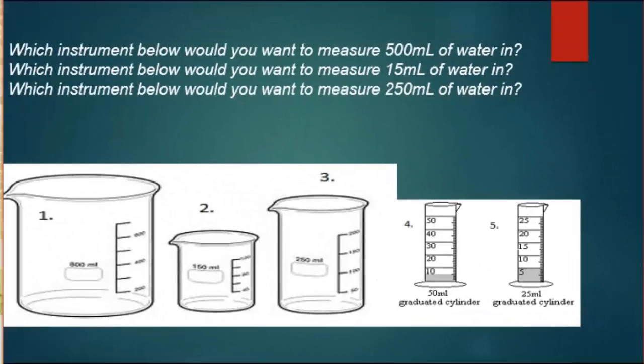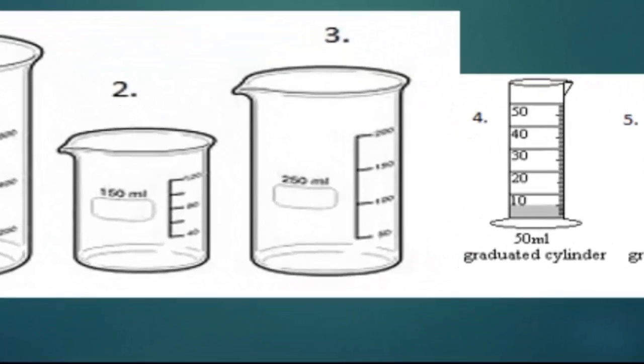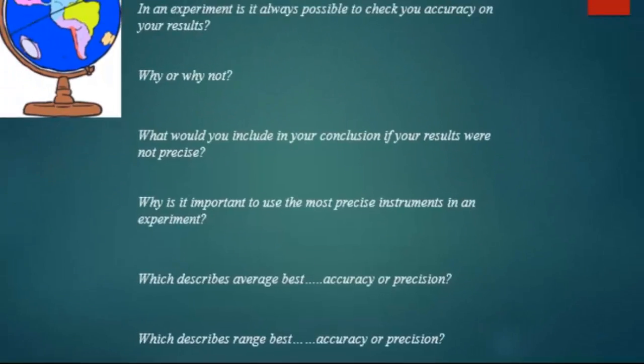The last one says, which one would we want to measure 250 milliliters of water in? Again, we have to ask ourselves, which of these containers can hold 250 milliliters of water? You might be drawn to think number 3 could, but if you look, the lines only say 50, 100, 150, and 200. So we really don't even have a line for 250, so we couldn't use beaker number 3. We would have to use beaker number 1.